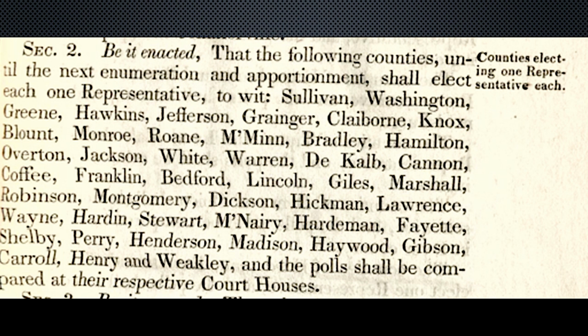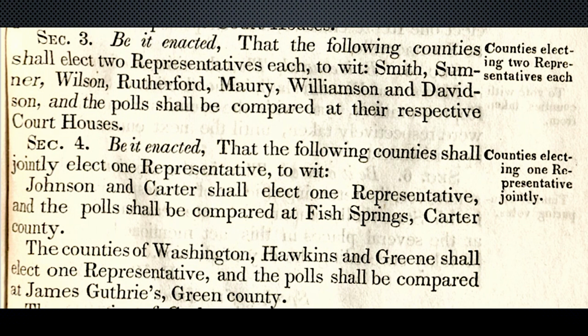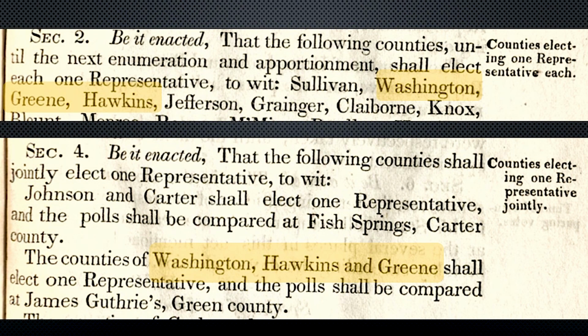These counties, listed in Section 2 of this Act, elected one representative each. Counties in Section 3 of this Act elected 2 representatives each, and counties in Section 4 of this Act jointly elected 1 representative. But notice, Washington, Greene, and Hawkins counties each elected 1 representative, and those 3 counties jointly elected a 4th representative. I cannot find an earlier example of this happening, of a county having its own representative and sharing a representative with another county.